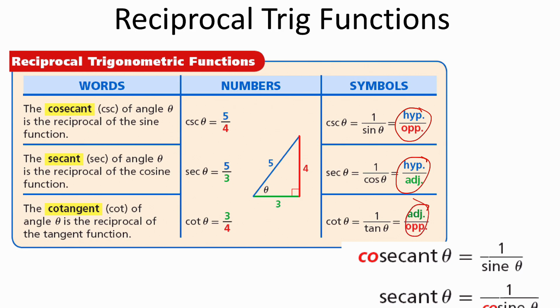Now, in my opinion, it'd be easier if cosecant matched up with cosine, secant matched up with sine. Unfortunately, they do not. I will slip up every once in a while and mistake them. So cosecant, CSC, is connected with sine. Secant, SEC, is connected with cosine. Cotangent, that one's a little more straightforward. That's connected with tangent.